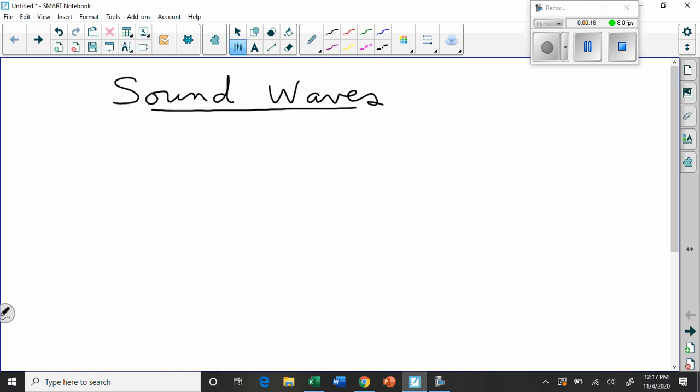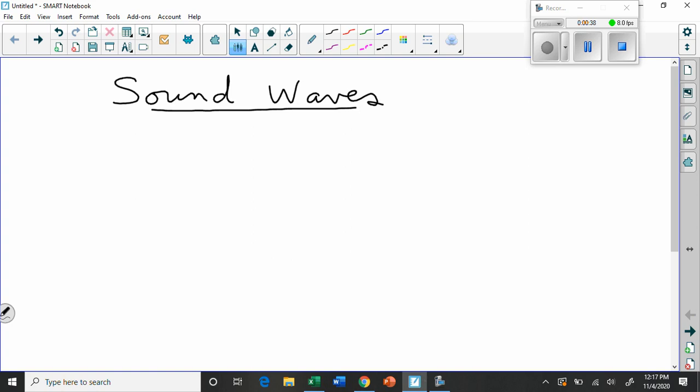So we understand generally how waves work and what the terminology is. But now we have to look specifically at how those things apply to sound itself. And in order for sound to travel, we need to understand what the medium has to be. Remember, the medium is something that has to be there to vibrate.